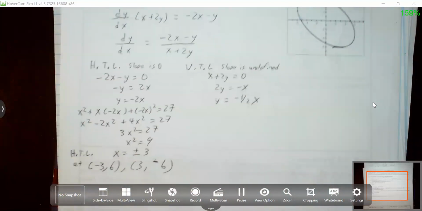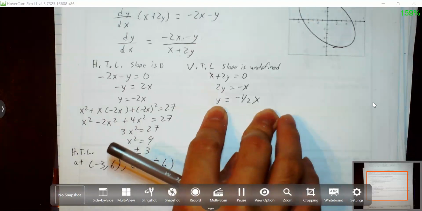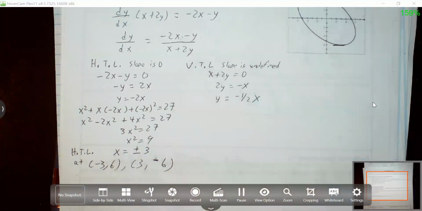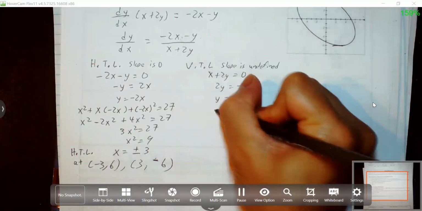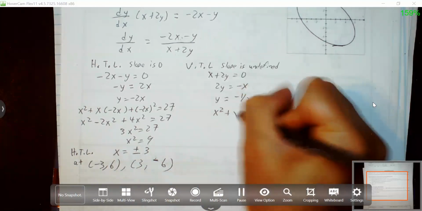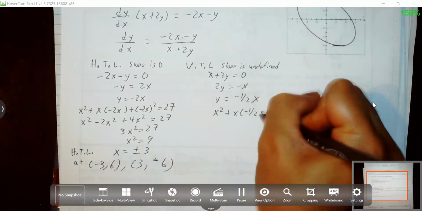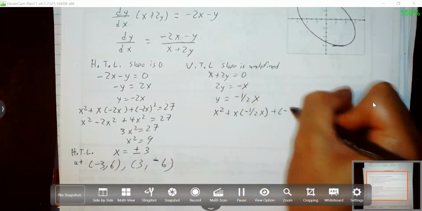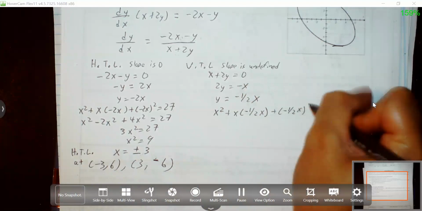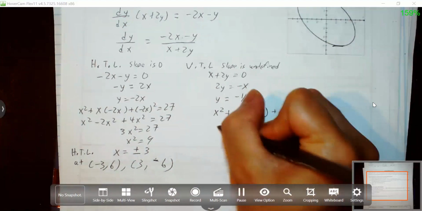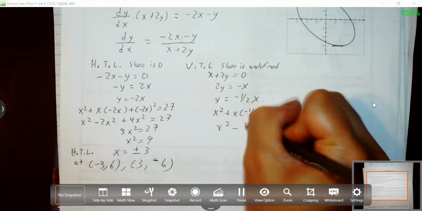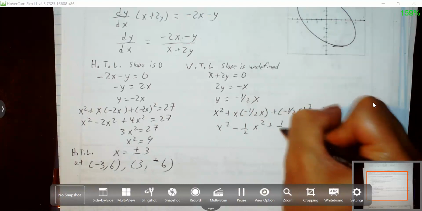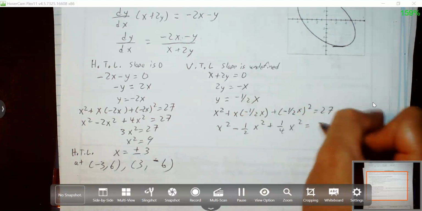Okay. So we're going to do it again for the vertical tangent line. I know y is equal to negative 1/2 x. I'm going to plug it back into that initial equation. So I have x squared plus x times negative 1/2 x plus negative 1/2 x squared is equal to 27. This becomes x squared minus 1/2 x squared plus 1/4 x squared is equal to 27.